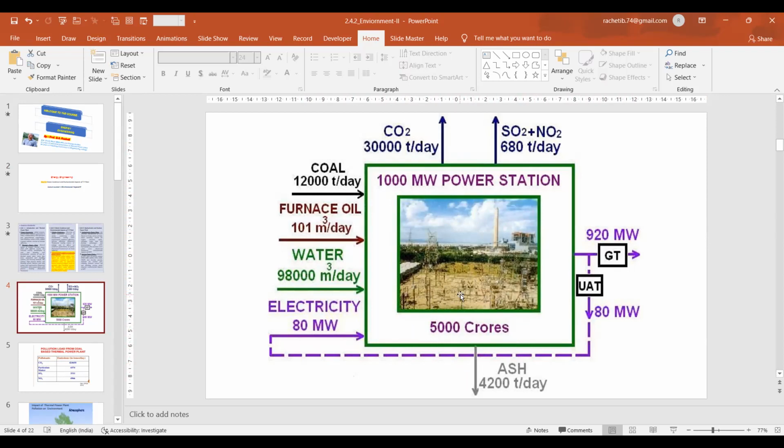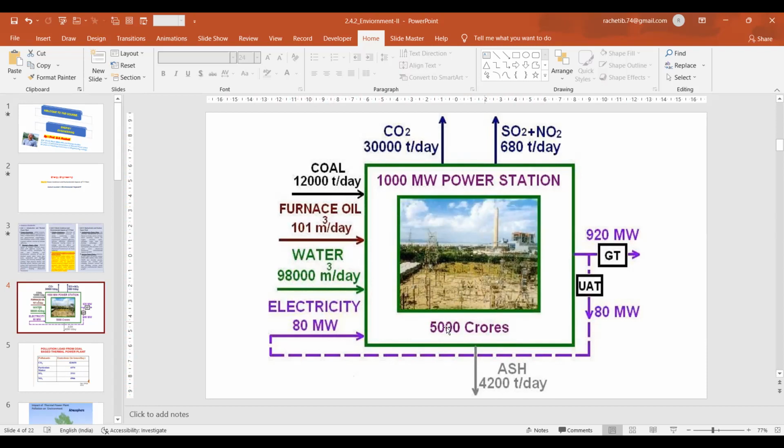And the ash coming out: we are burning coal at 12,000 tons per day, and about 30 percent, you can say 4,200 tons per day, is disposed of as ash from the power station. So this much is the pollution resulting from a 1,000 megawatt power plant, and this much is required. Due to this, coal quantity is reducing, water quantity is reducing, and furnace oil is also depleting.